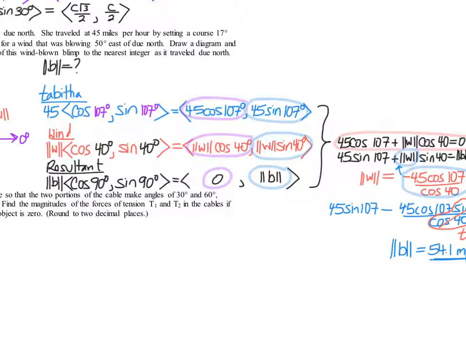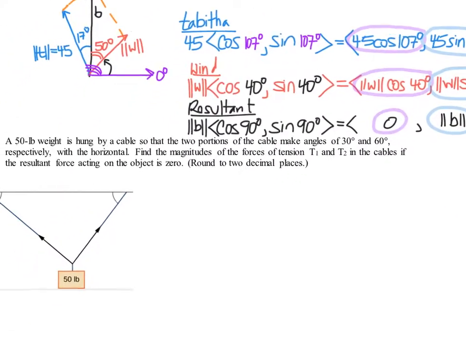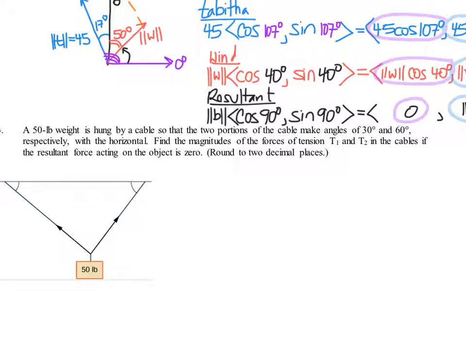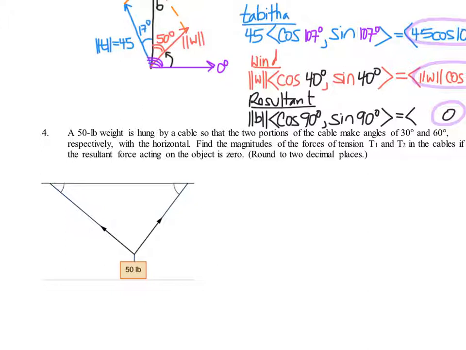So the next one is a good problem too. A 50-pound weight is hung by a cable so that the two portions of the cable make angles of 30 degrees and 60 degrees respectively with the horizontal. Find the magnitudes of the forces of tension T1 and T2 in the cables if the resultant force acting on the object is 0. Dang it, I meant to change that.